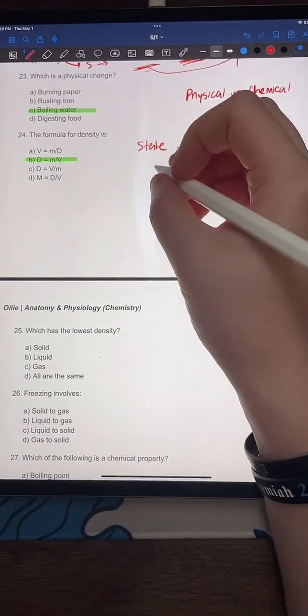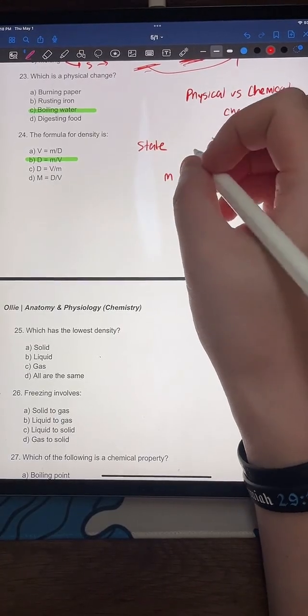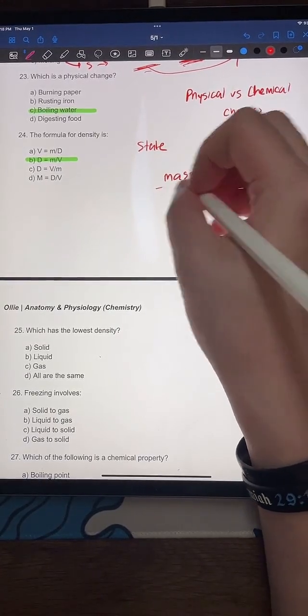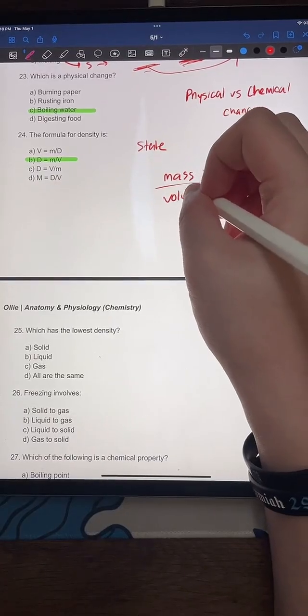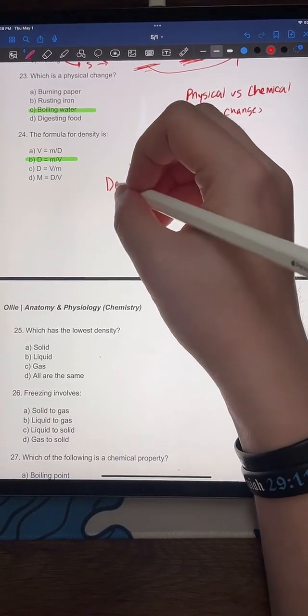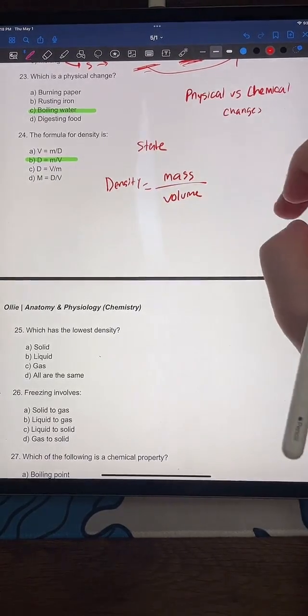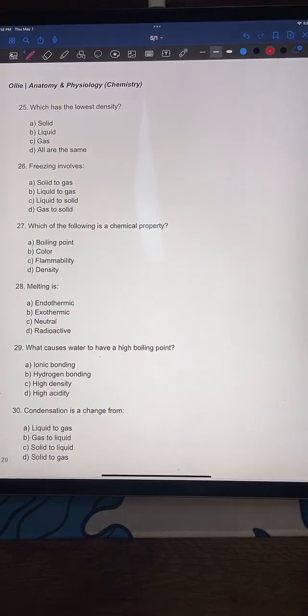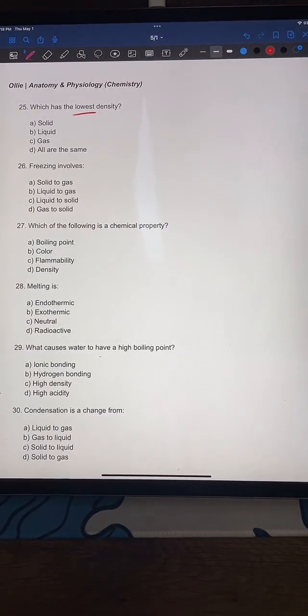Perfect. It is B. Density is mass divided by volume. Perfect. Awesome, everybody. Number 25, what has the lowest density of all the states? What has the lowest density?